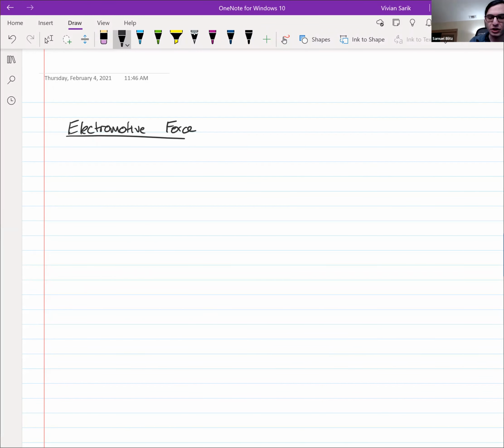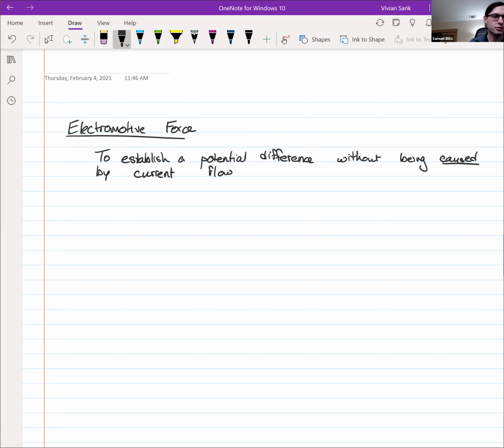To establish a potential difference without current flow, or without it being caused by current flow, we need something else. We just need something that breaks the loop. And so what we do is we introduce this notion of the electromotive force.